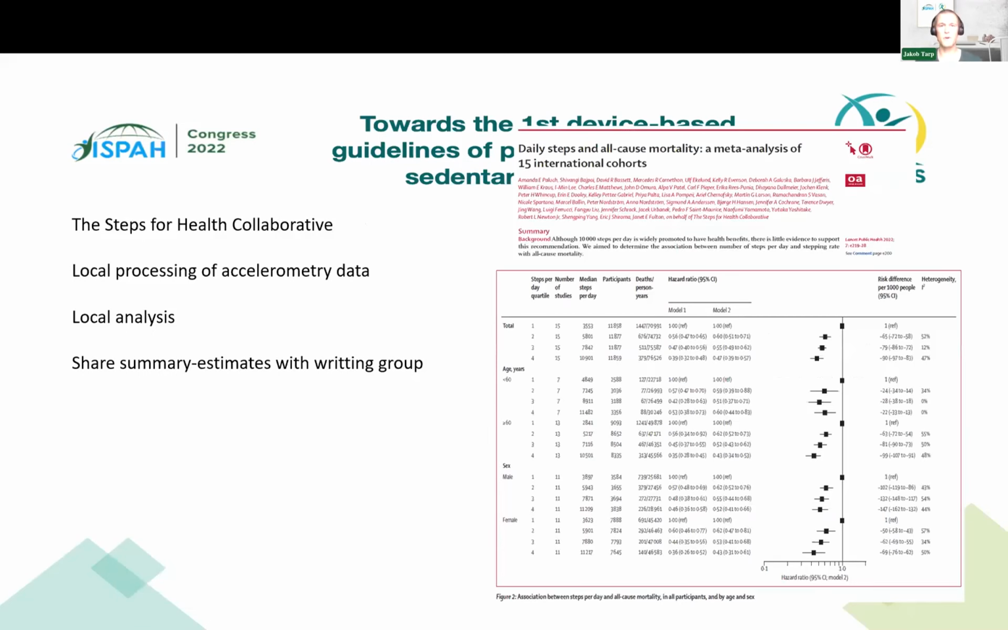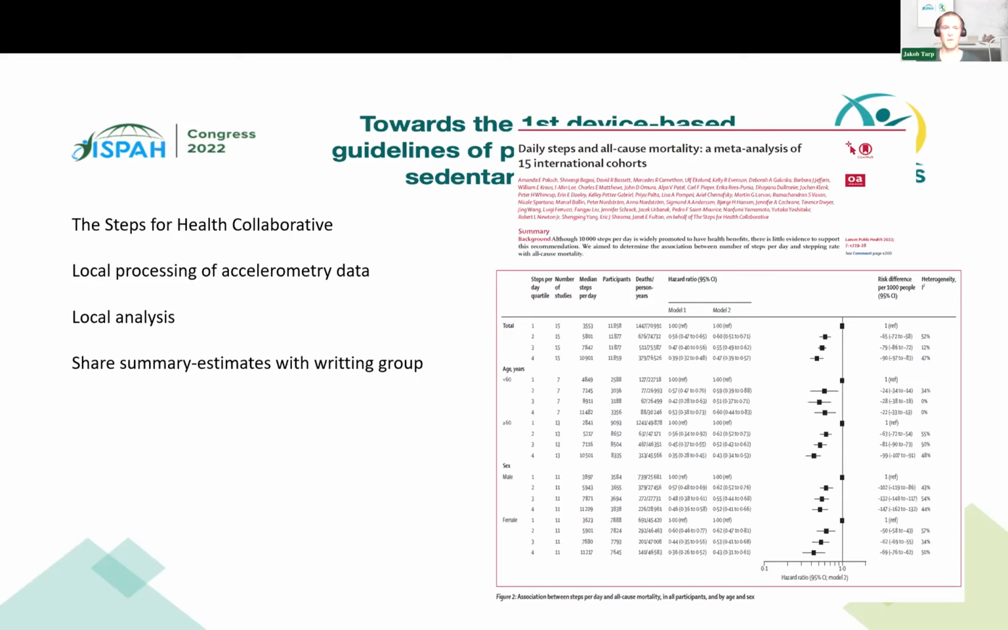And another example, another very recent example, is the Steps for Health collaborative. They reviewed the literature for studies on steps and mortality data to try to dig into this dose-response relationship for this measure of physical activity. And they were able to include a total of 15 cohort studies based on a range of different step devices. And again, based on local processing of accelerometry data, local analysis, and sharing summary estimates with the writing group, and according to a common protocol.